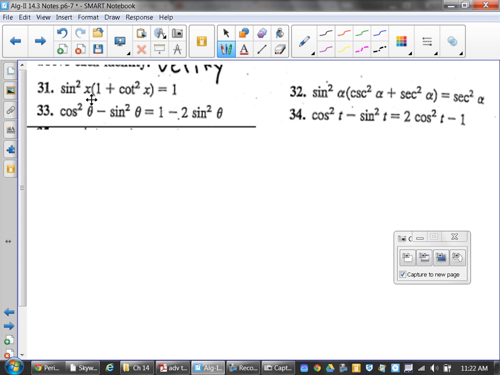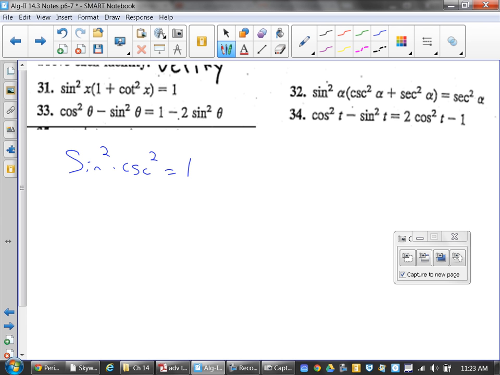So if I'm looking at the first one, sine squared times the quantity 1 plus cotangent squared, one of 2 things you can do. You can distribute right away, or since you have 1 plus something squared, check and see if it's an identity. 1 plus cotangent squared is cosecant squared. So if I rewrite sine squared times cosecant squared, aren't those inverses of one another? Yeah. What happens whenever you multiply inverses together? It equals 1. You're done. It's fine.